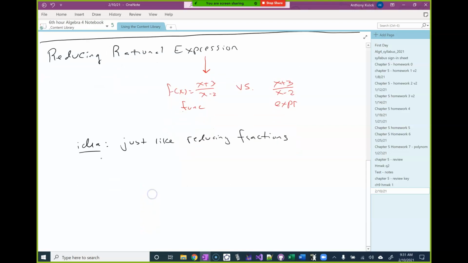So let's just go back in time, back to late elementary, early middle school, and try to remember how we reduced fractions. Let's take a super simple example like 2/4. How does that fraction reduce?